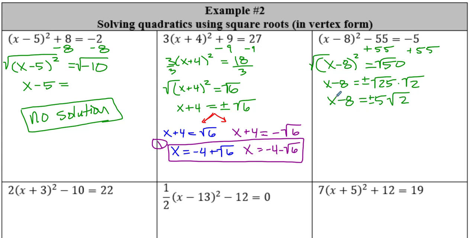Okay, but if I want this x by itself, I got to add 8 to both sides. So I could just jump and do it like this. X is equal to, I'm going to add that 8 to both sides, so it's going to be a positive 8. And then I could simply drop this down as plus or minus 5 radical 2.